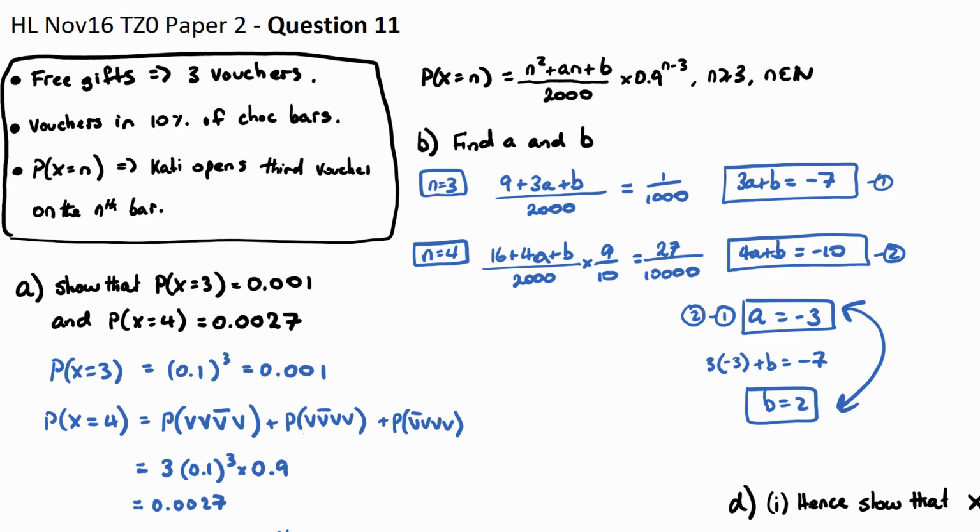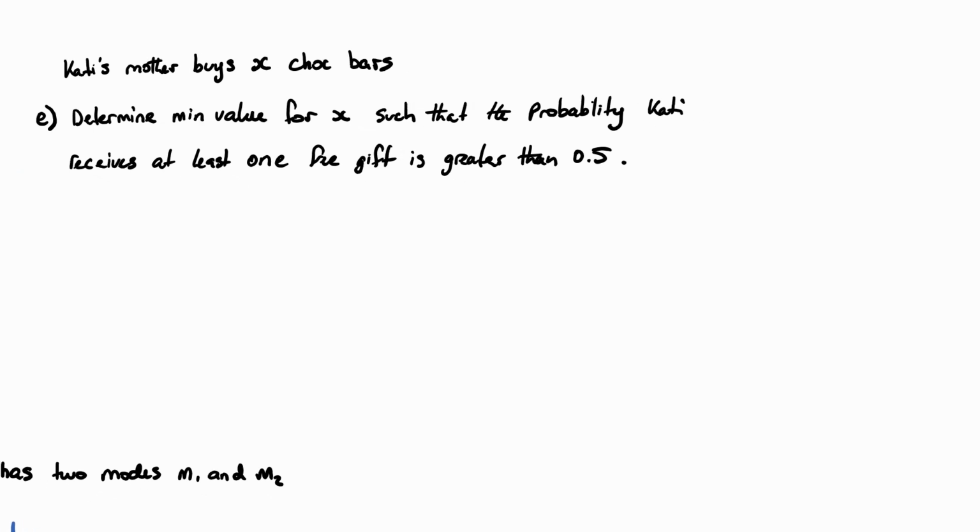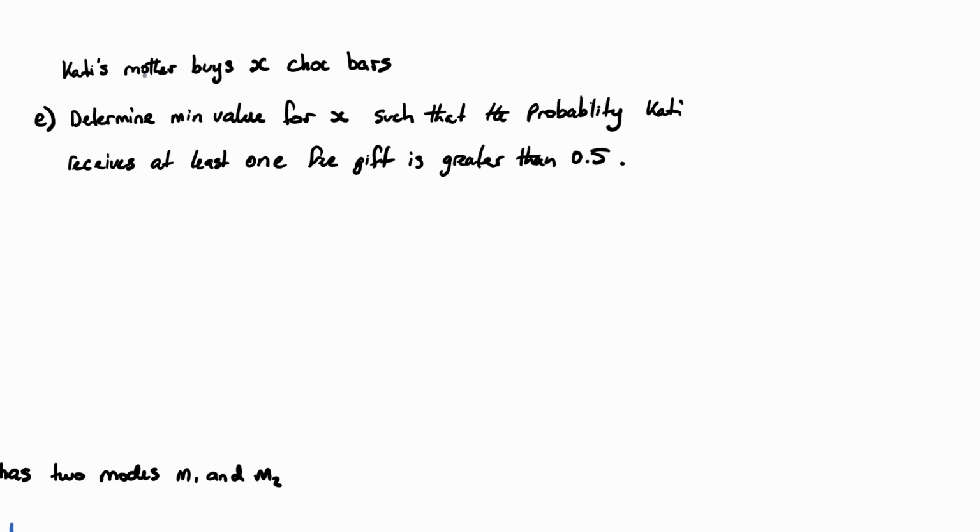Question 11, part E. Okay, so the final question, and this is a bit of a tricky one. Now the question pretty much summarizes that Katie's mother buys X chocolate bars. Determine the minimum value of X, so the minimum amount of chocolate bars, such that the probability that Katie receives at least one free gift is greater than 0.5. So I did this on my calculator.